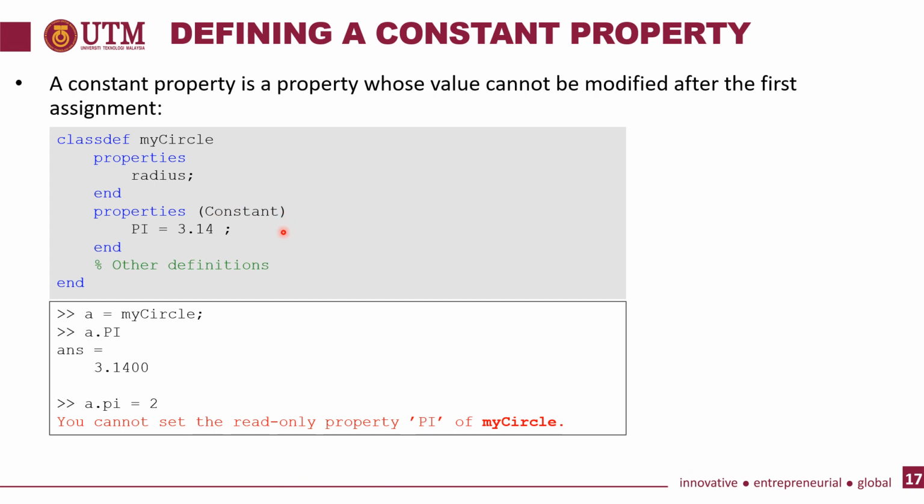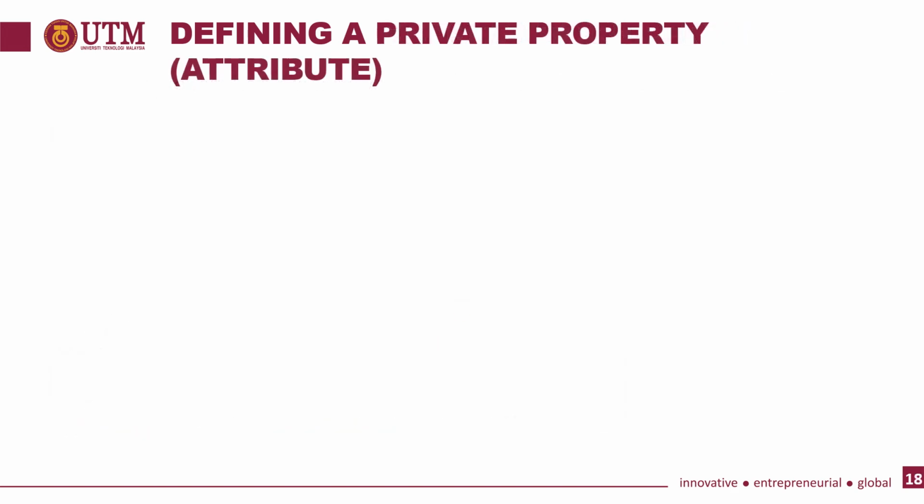So when you call the variables, first you initialize an object called A with class of myCircle, and then a.pi is the answer that you will get because it is constant. When you try to set pi, you cannot set the read-only property because it cannot be modified, as it is a constant. All right. Okay.